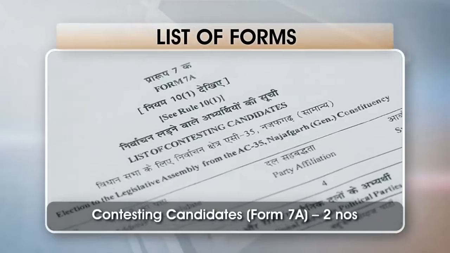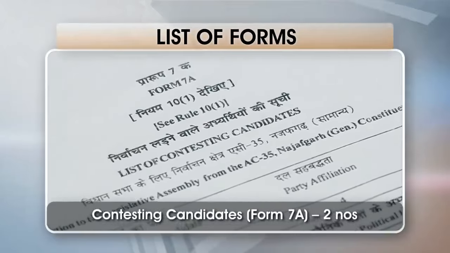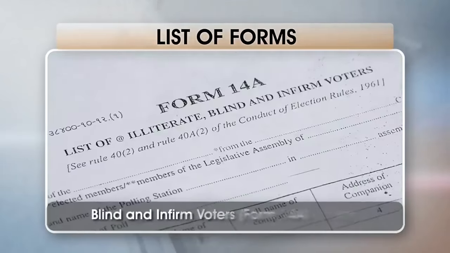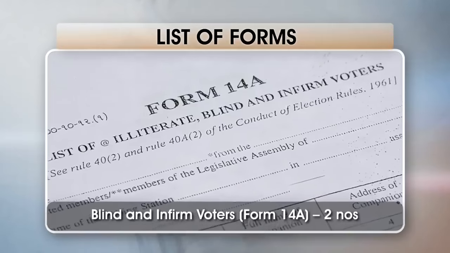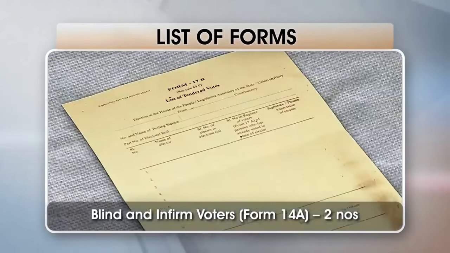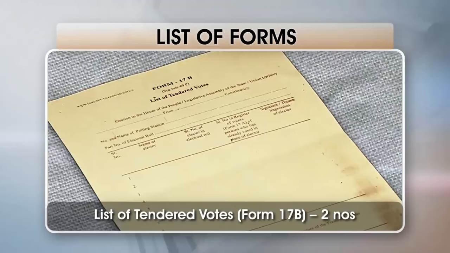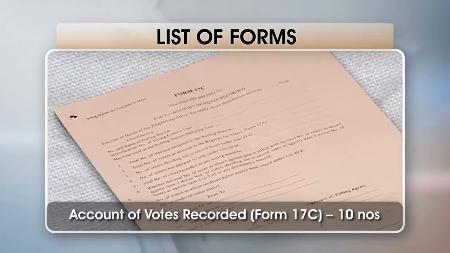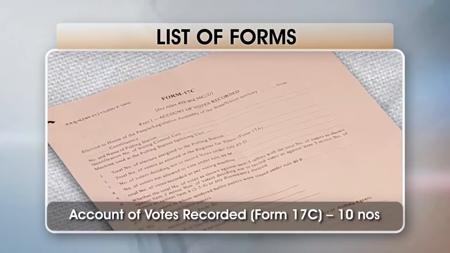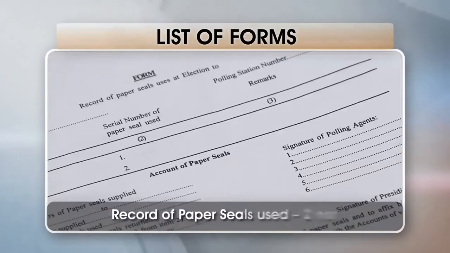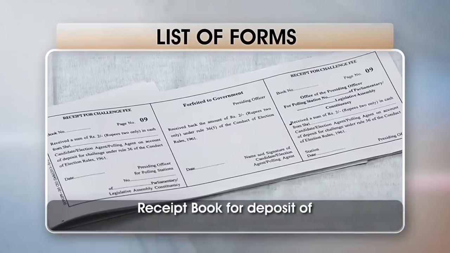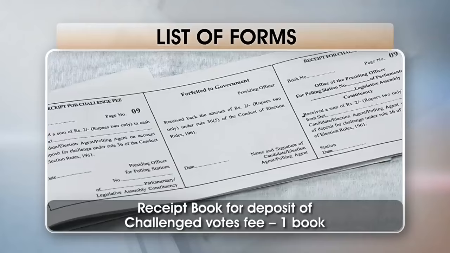Contesting candidates, Form 7A, 2 numbers. Challenged votes, Form 14, 2 numbers. Blind and infirm voters, Form 14A, 2 numbers. List of tendered votes, Form 17B, 2 numbers. Account of votes recorded, Form 17C, 10 numbers. Record of paper seals used, 2 numbers. Receipt book for deposit of challenged votes fee, 1 book.